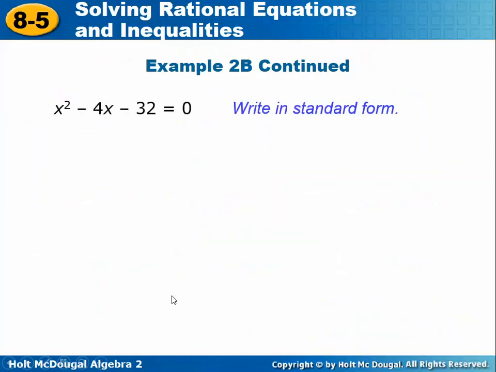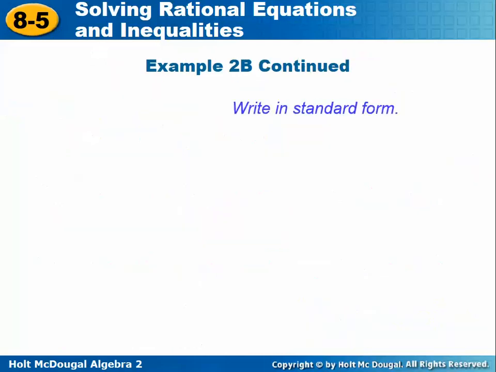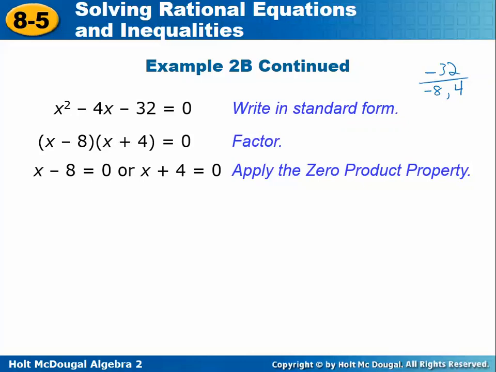Then we combine our like terms. So we had a 4x minus 8x, so that's negative 4x. And then we set it equal to 0 and write it in descending order, and then we attempt to factor this. So negative 32, I need the factors of that, which I think I picked the right ones right away. So x minus 8 times x plus 4, and then that means we have two answers, either x equals 8 or x equals negative 4.